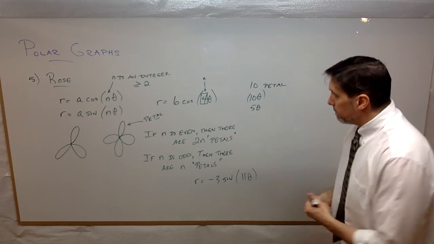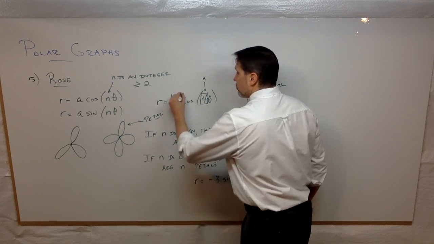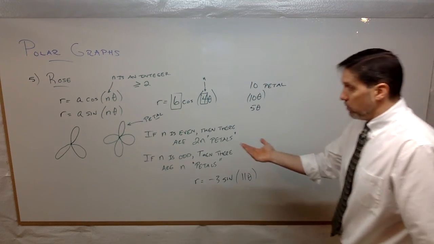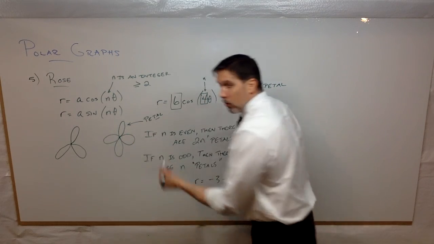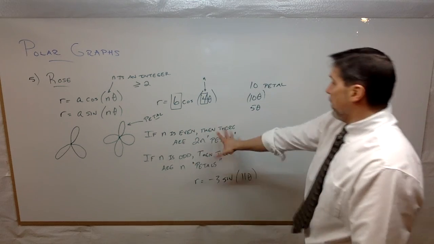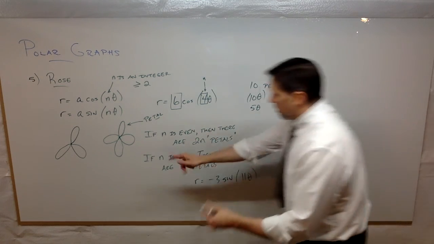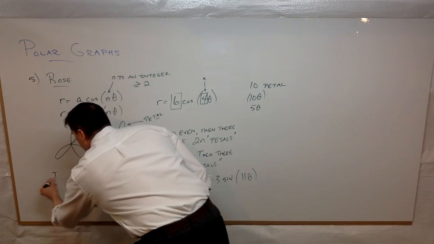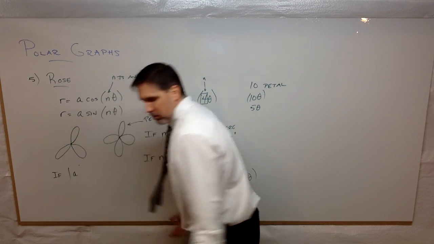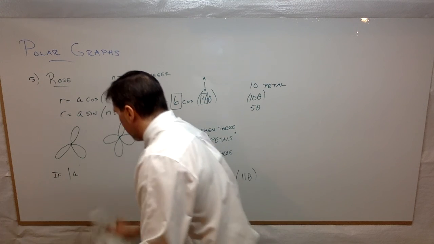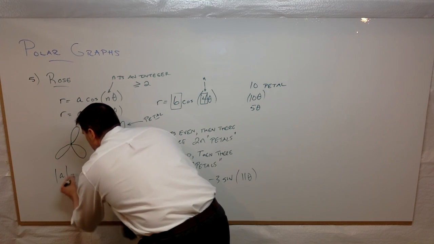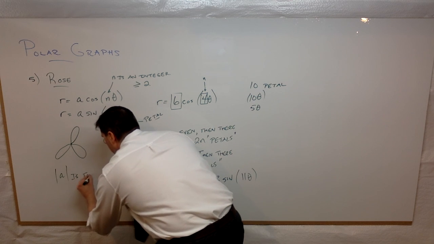One other thing. This a value here also tells you something. It tells you the length of each petal from the pole to the outer edge, the absolute value of it. So not only if n is even or n is odd, let's put it underneath here. The absolute value of a is the petal length.